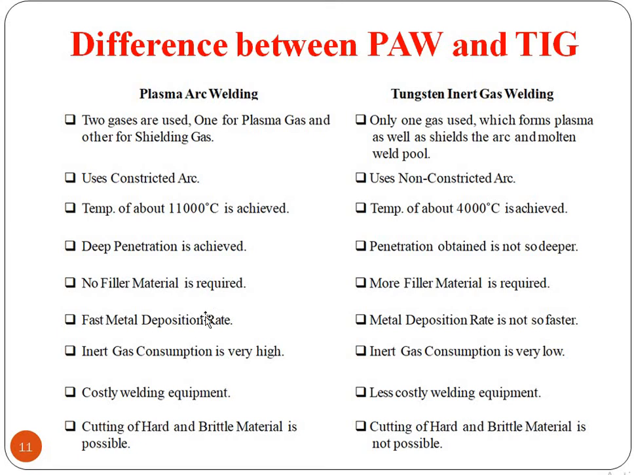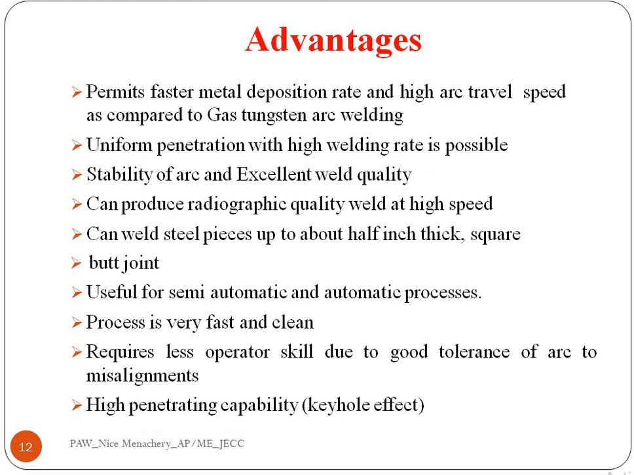Then other advantages include the fast metal deposition rate. Unit gas consumption is very high, and the welding equipment is costly. On the other hand, in TIG welding, the metal deposition rate is not so fast, unit gas consumption is very low, the equipment is less costly, and cutting of hard and brittle material is not possible. This is the basic difference between the TIG and the plasma arc welding process. And then coming to the advantages, we already mentioned the advantages and disadvantages of plasma arc welding in comparison with TIG welding.